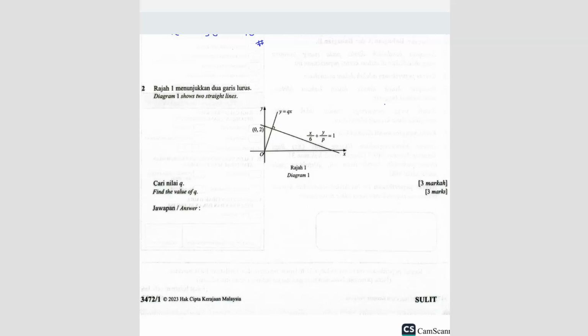So what we can do is to find the Q here. Q is what? Y equals Qx. Q is the gradient of the second line. Okay, so what we can do is we can try to find the gradient of the first line, and then you can use m1 times m2 equals -1. You can find the second gradient. So that second gradient will be the value of Q. Okay, so question is, how do we find the first gradient?